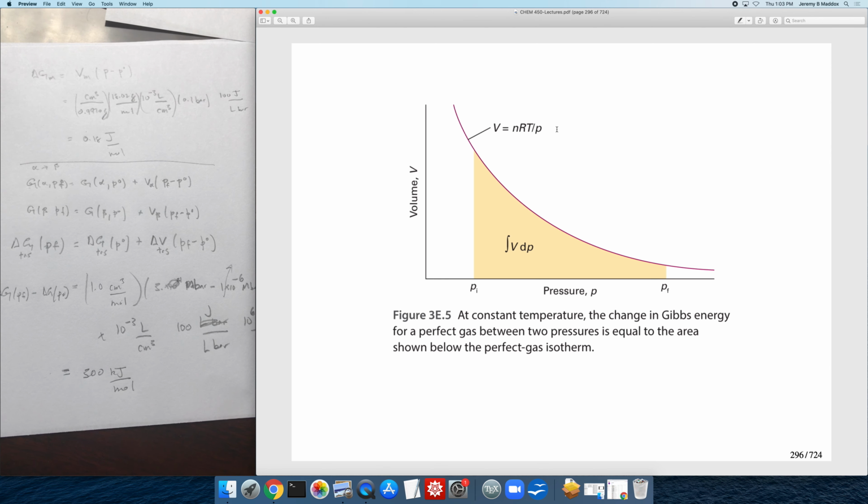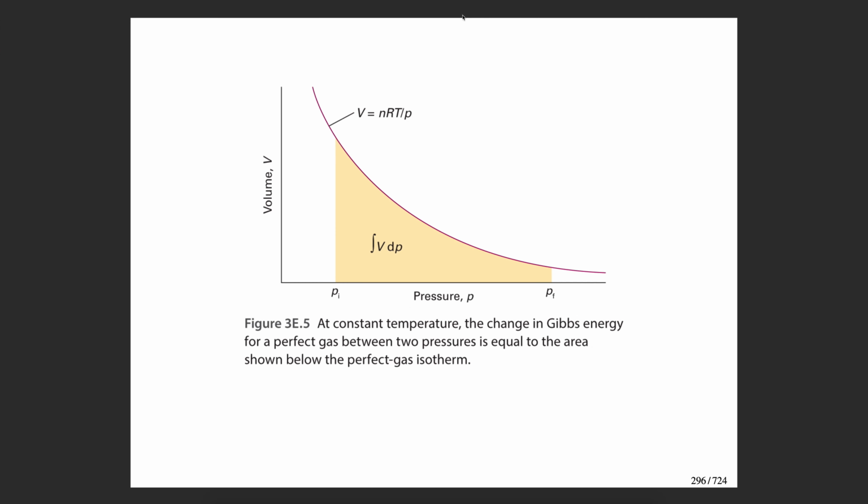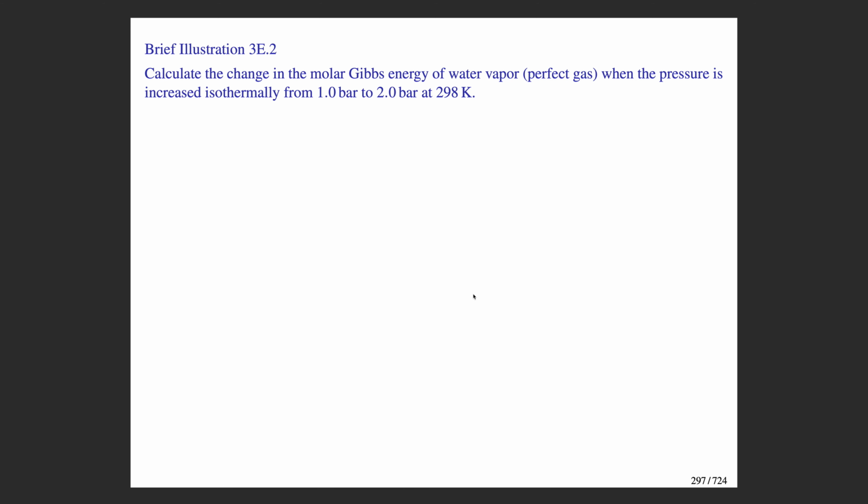This figure we're looking at shows the volume change. This is volume versus pressure for an ideal gas, so this is an isotherm. We normally put pressure on the other side and volume on this side. Nevertheless, we're treating pressure as the independent variable here. So this is that natural log dependence, or that hyperbolic dependence. When you go to calculate the change in Gibbs energy associated with the pressure change, it's the area underneath this curve. And so that's what this problem here involves.